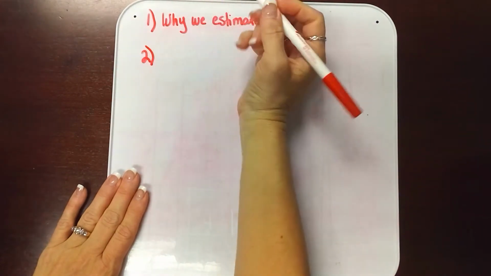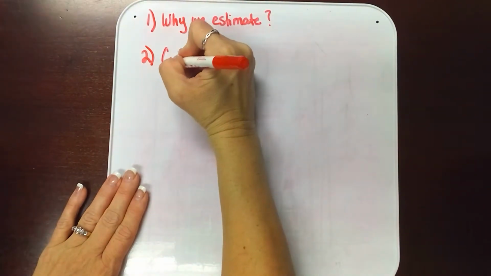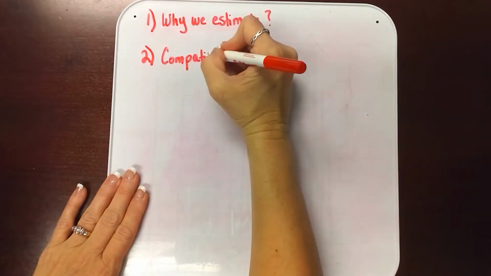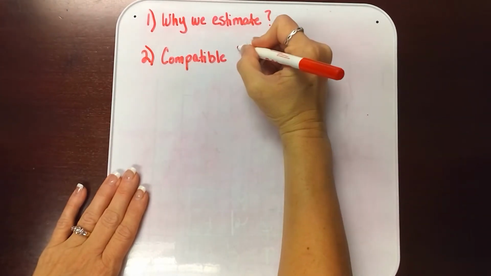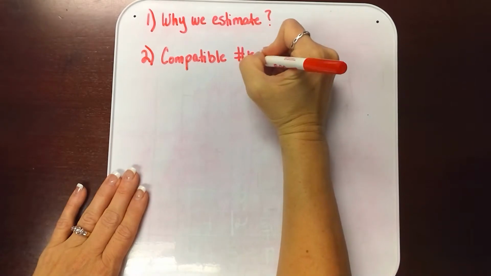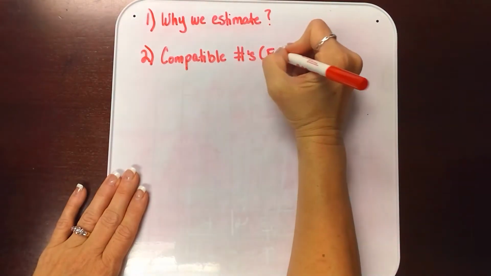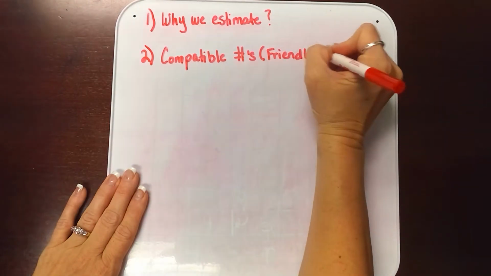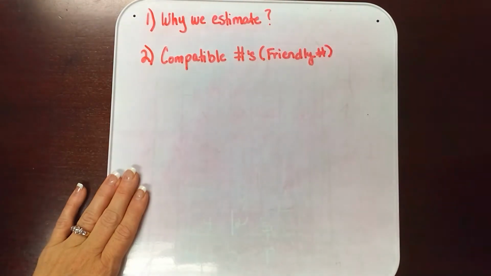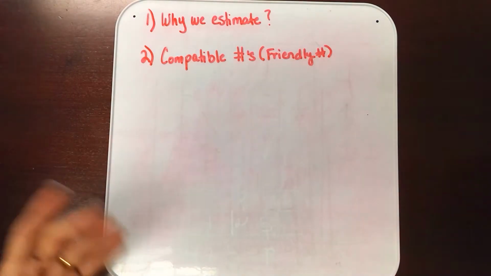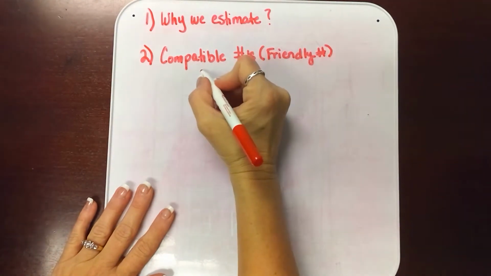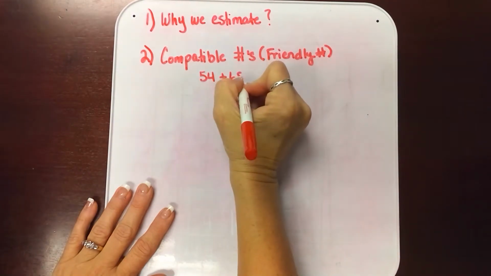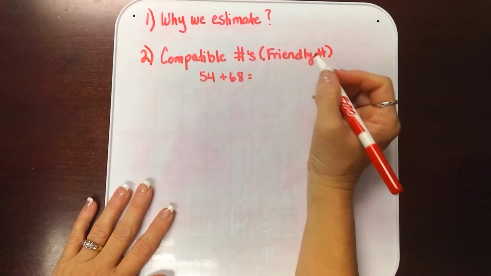Then, after we talk about why we estimate, I would tell students there are two ways that we can estimate numbers. And the first one is compatible numbers, and that's what we're going to work on today. Compatible numbers are friendly numbers. Okay. Now, yes, we create friendly numbers when we round, but what's different about compatible numbers is that they don't have to end in 0.